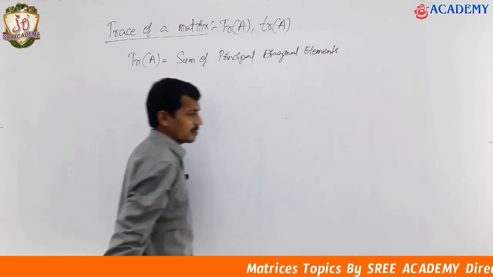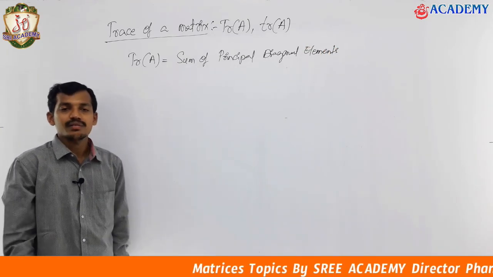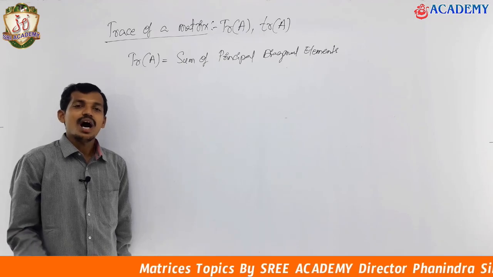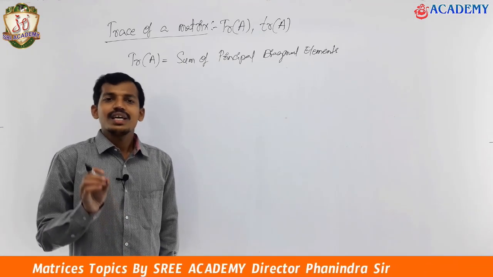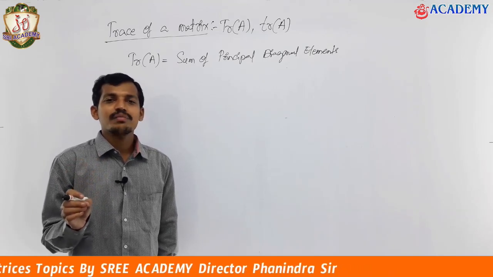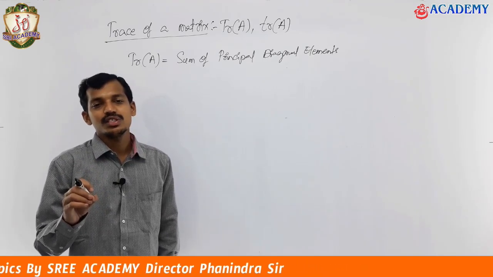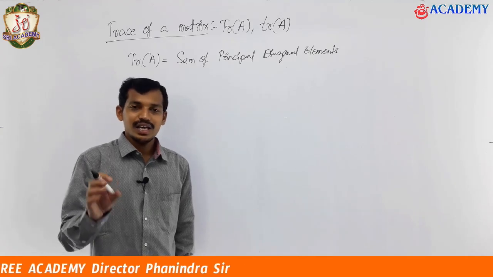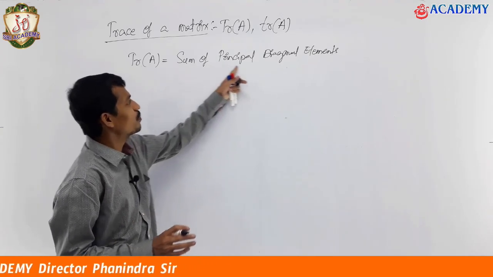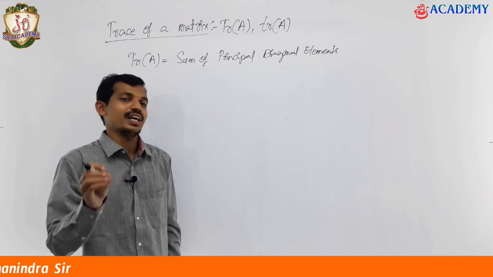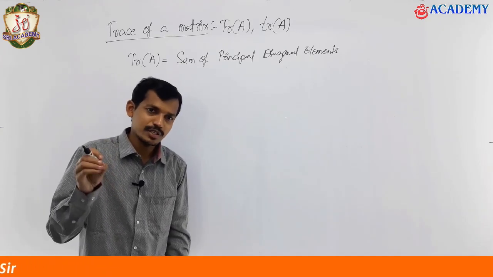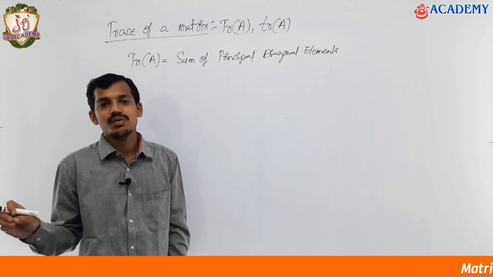Already we said diagonal elements are nothing but principal diagonal elements, which exist only in square matrices. The elements having row number and column number both equal are the principal diagonal elements. The sum of the principal diagonal elements is the trace. If a square matrix exists, only then do principal diagonal elements exist. They do not exist in other matrices.